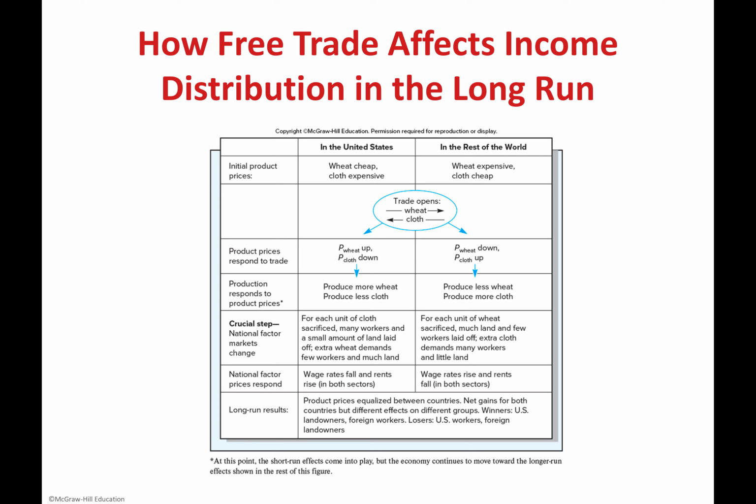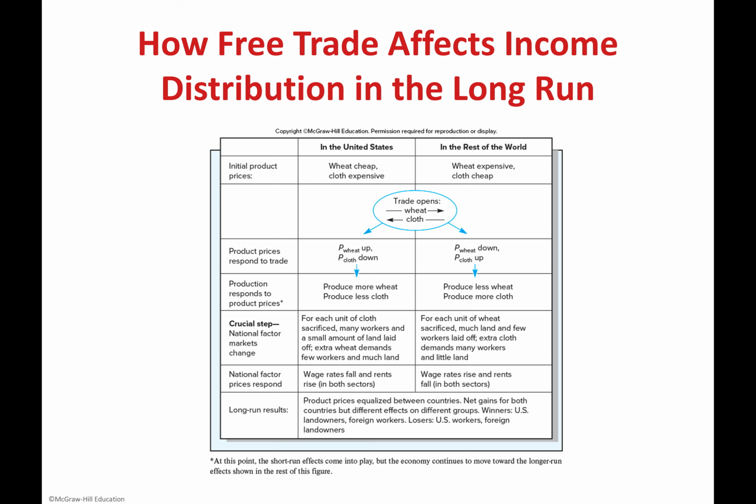When trade opens up, and by the way, I hope you've noticed that in all of these models, you're now seeing the second model. The first one, of course, was the Ricardian model. But in all of these models, they're always set up as autarky to begin with, and then you open things up and you see what the effects are. So here we opened both the rest of the world and the US to trade between the two.